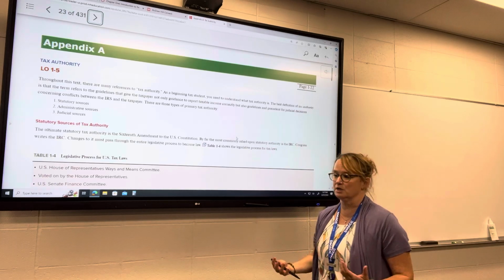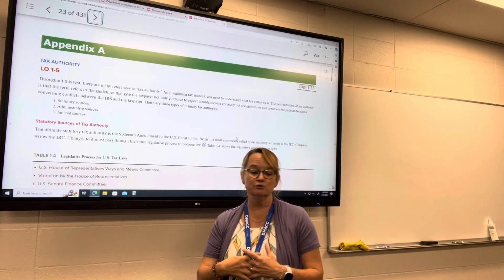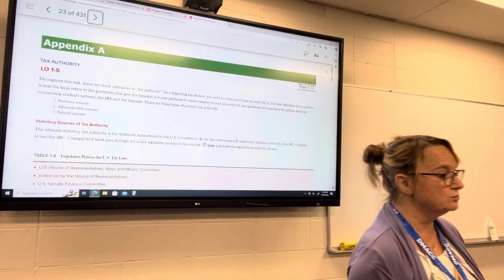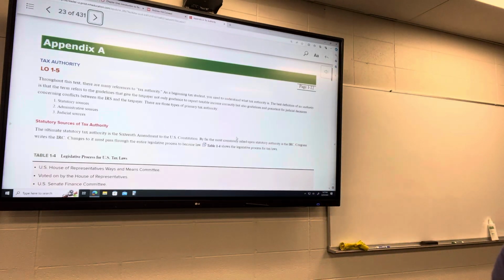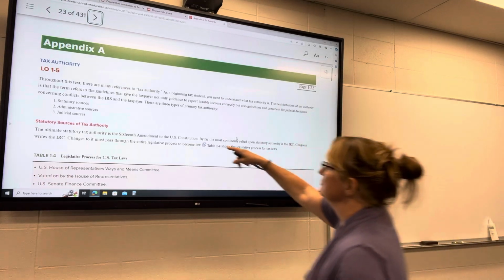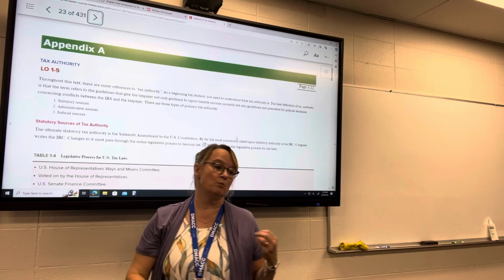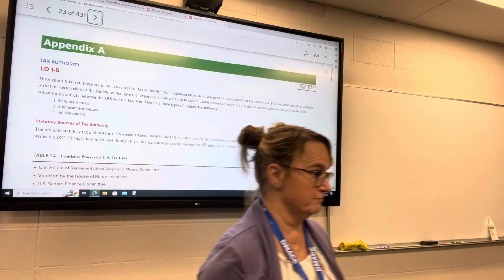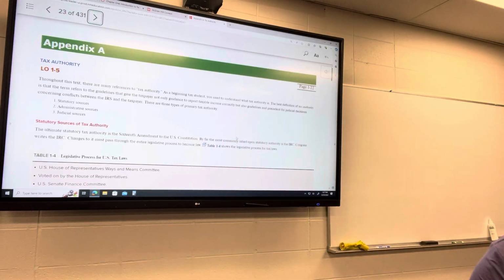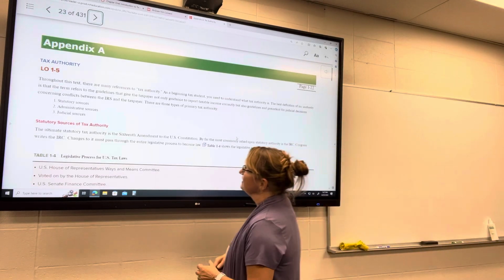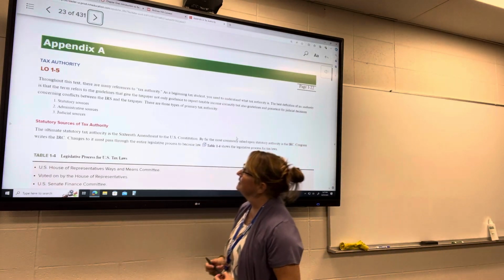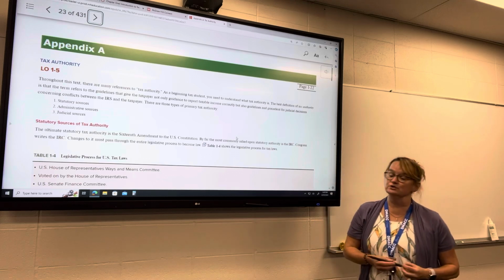So, and when I say there's a hierarchy, it means that if you do have to argue your case to the IRS or in front of a judge, the further down you are on these cases of authority, the more authority you have in arguing this. So we've got statutory sources, administrative sources, and judicial sources.